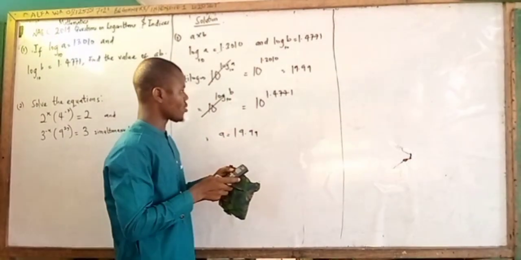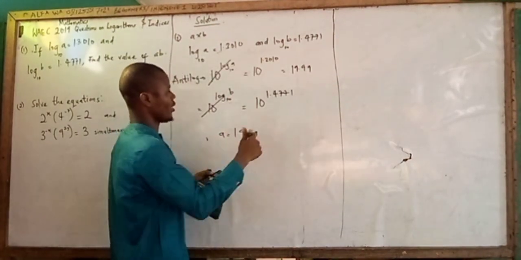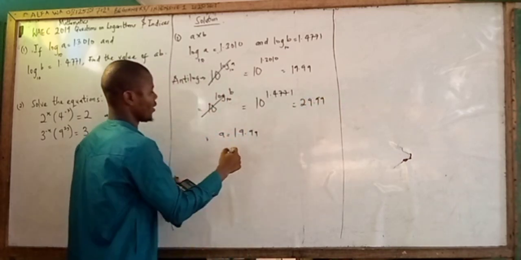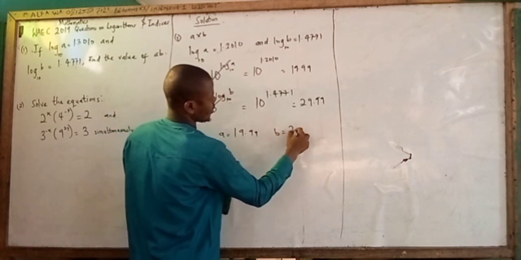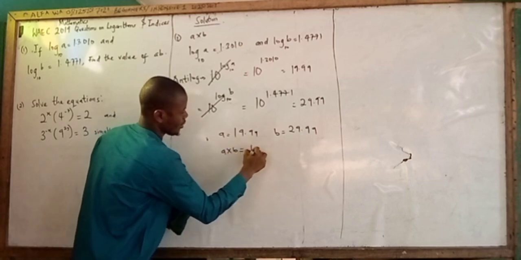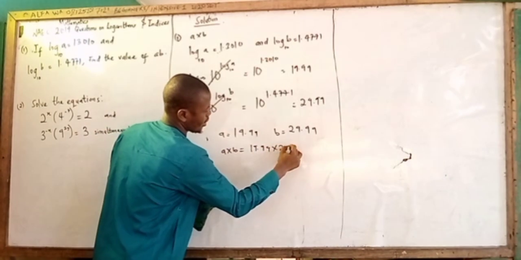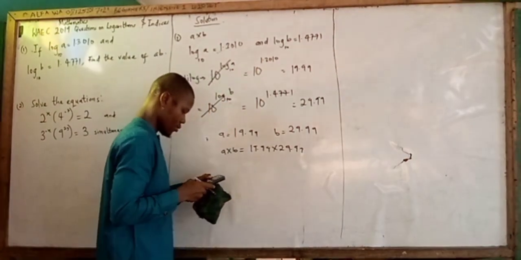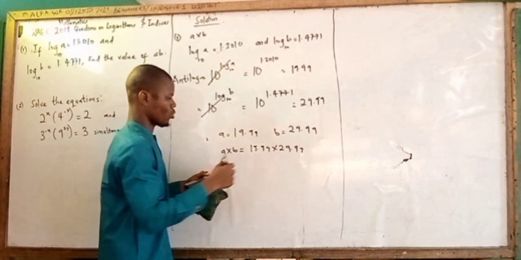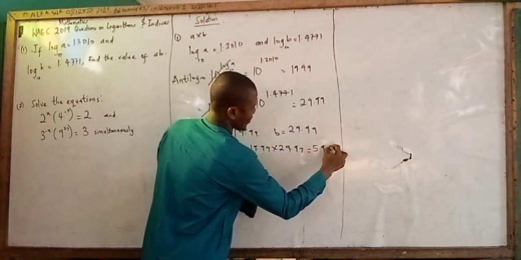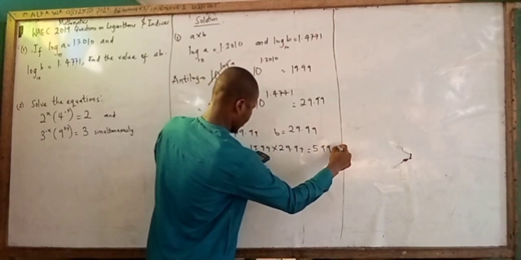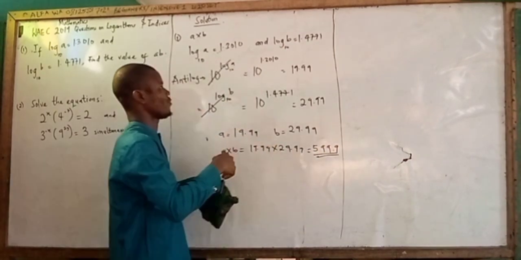So here we have 29.99. So when you find it, this is B. Our B is equal to 29.99. So A times B, that is AB, is 19.99 times 29.99, which on our side is 599.9. So this is the answer to the first question.